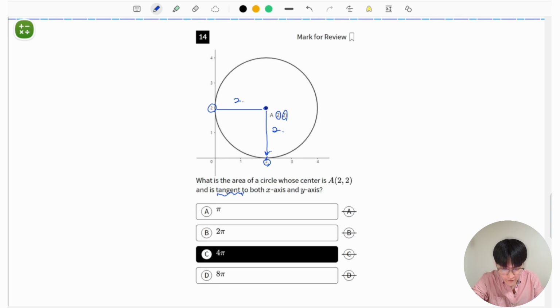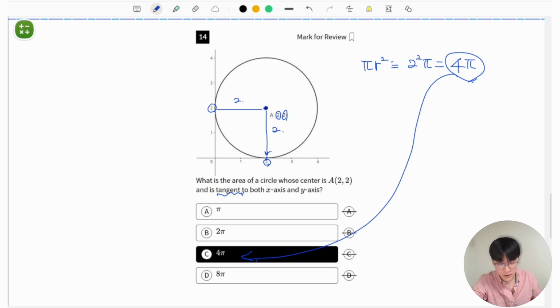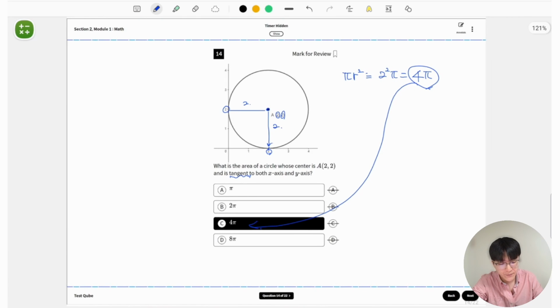And therefore, if we want to find the area of the circle, we just need to recall the area of the circle formula, which is pi r squared. And if we plug 2 into r, then we get 2 squared times pi. And what is that equal to? 4 pi. And therefore, our answer is C. Okay, that's a pretty clever, tricky question.